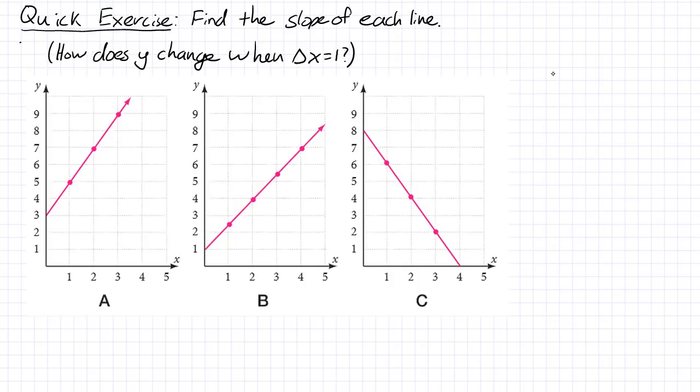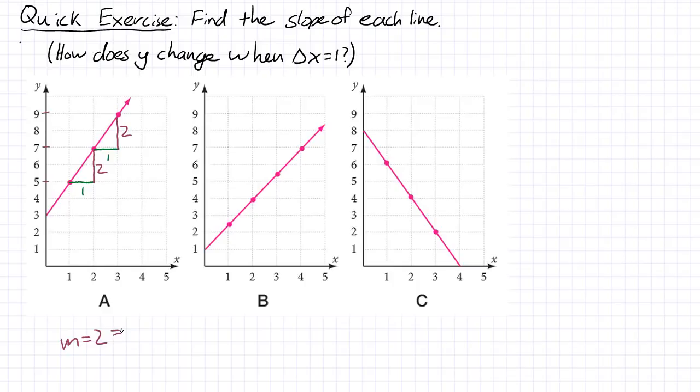So with this one, part A here, when delta x is 1, that's 1 there. From here to here is 1. The change in y is going from 5 up to 7, so that's a change in y of 2. This is going from 7 to 9, that's a change in y of 2. So that means the slope equals 2.